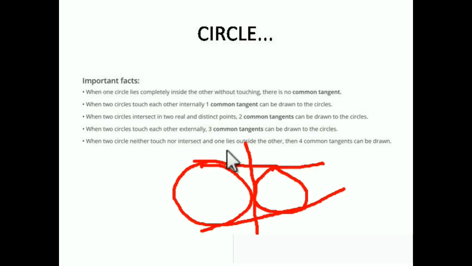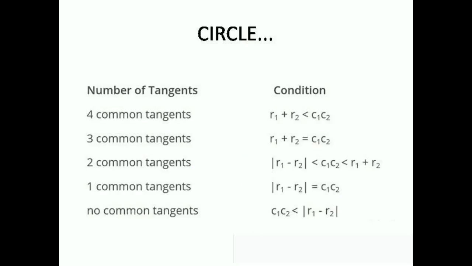So you have 1, 2, 3, 4 common tangents, starting from 0: 0, 1, 2, 3, 4. That is 5 types of common tangents, 5 numbers of common tangents, but in each and every different case. I have drawn out 5 cases to help you understand. Please remember these things. Now we are going to make a table on that.